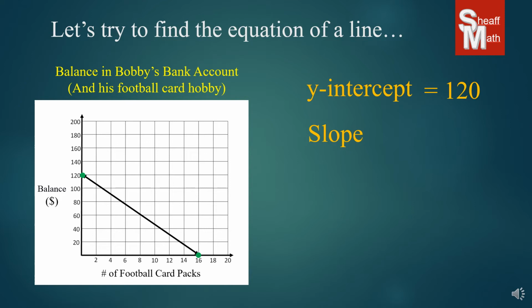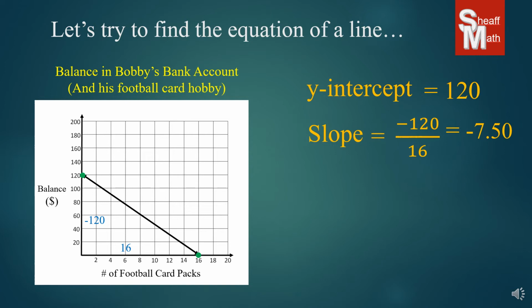So from these 2 points going from left to right, we want to find our rise over run. So it goes down 120, from 120 to 0, and then it goes from 0 to 16 to the right, so that's 16 units. So our slope is negative 120 over 16, but we have to simplify this. And I got negative 7.50.